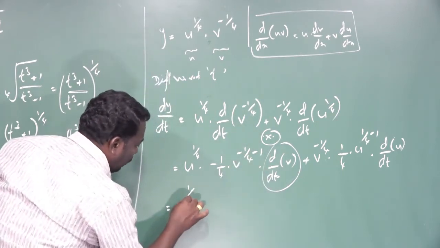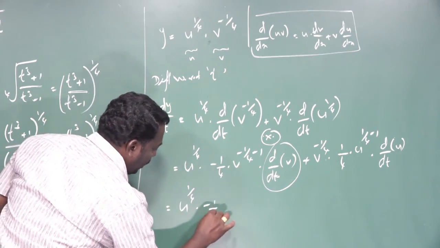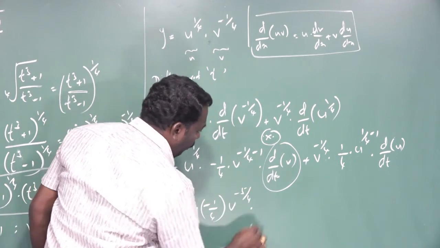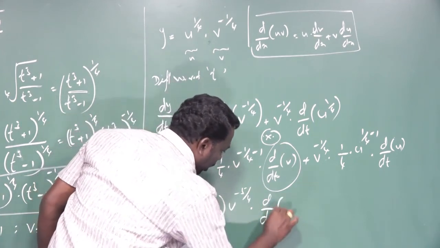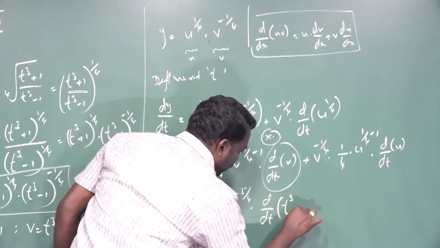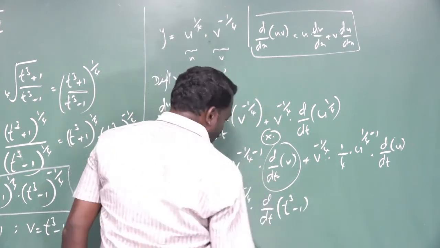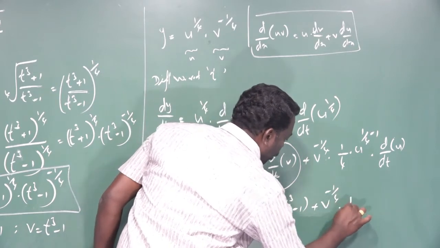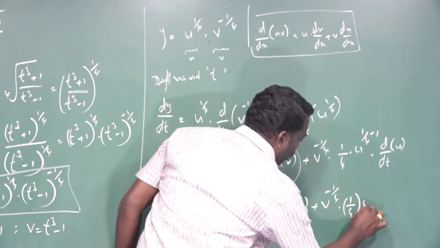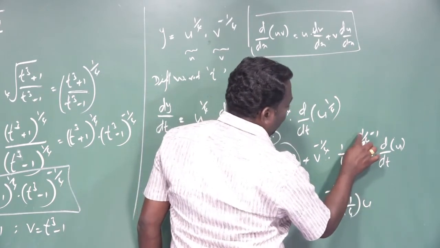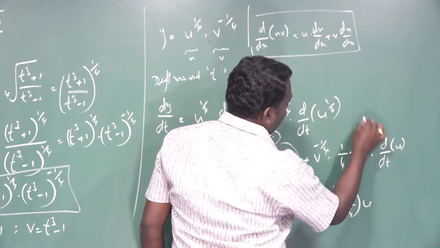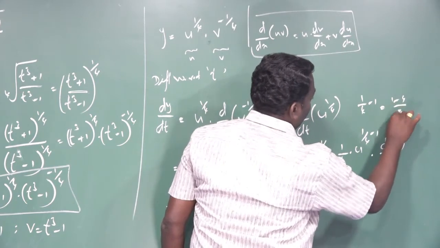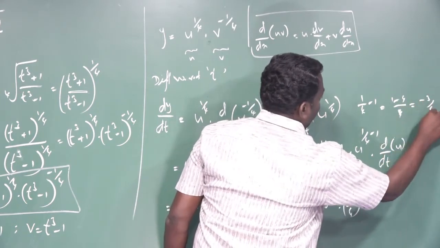Therefore u power 1 by 4 into minus 1 by 4, v power minus 5 by 4 into d by dt of v is t cube minus 1. We know the function v is t cube minus 1 plus v power minus 1 by 4 into 1 by 4 into u power multiplied again by 1 minus 4. Taking common denominator, 1 by 4 minus 1 we can write as 1 minus 4 by the common denominator 4, that is equal to minus 3 by 4 for simplification.